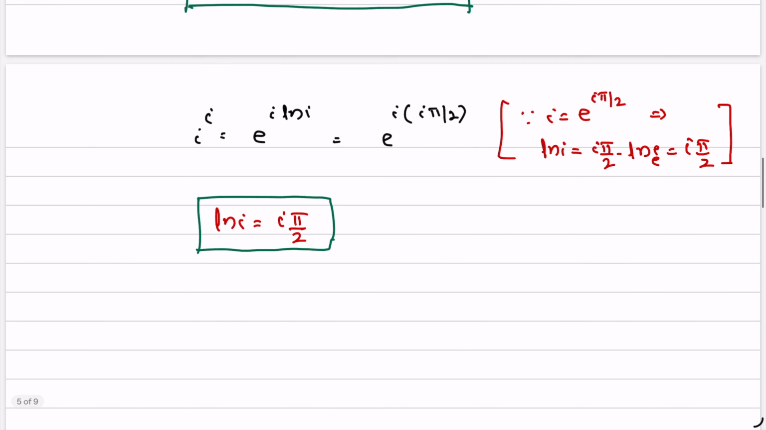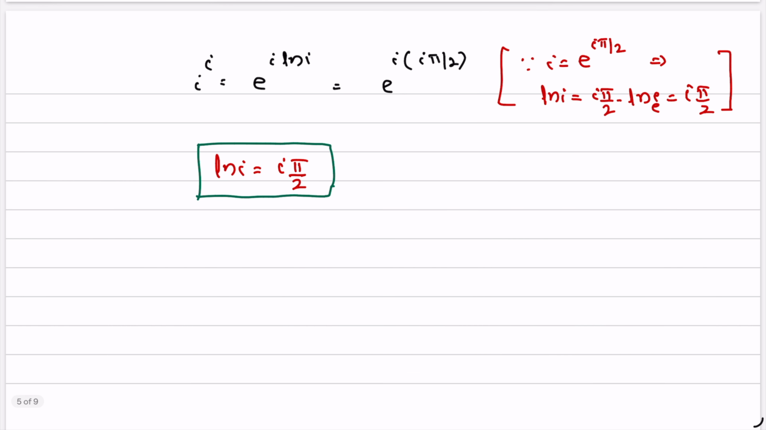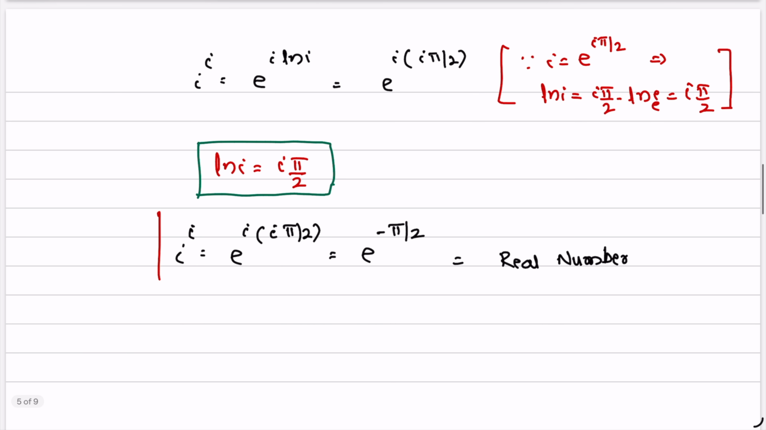Okay? Now, what is the value of i to the power of i then? e to the power of i into i pi by 2. That is equal to e to the power of minus pi by 2. The value of e you know, the value of pi by 2 you know, so this is a real number. A very important deduction from this.